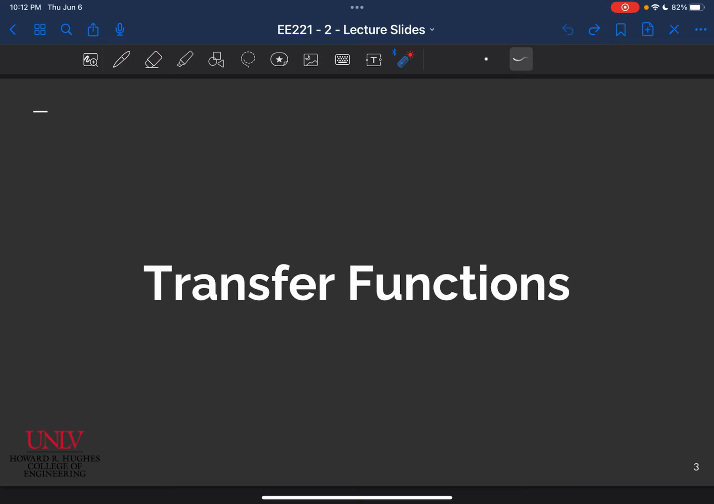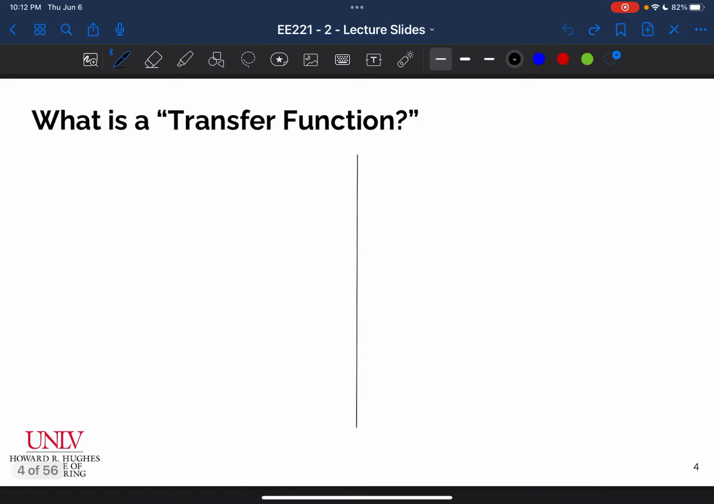All right, so we're on to transfer functions. So let's get started with transfer functions here. So what is a transfer function? Okay, so first I talked previously in the intro about how we've kind of seen transfer functions already, but we probably just don't realize it.